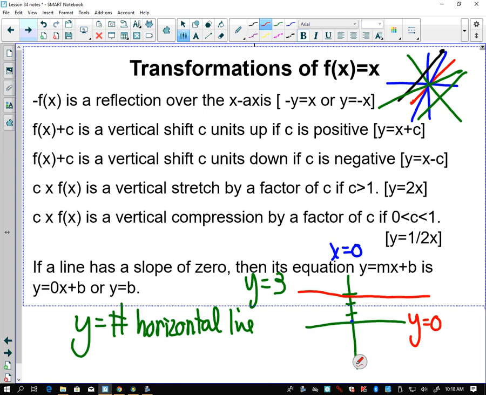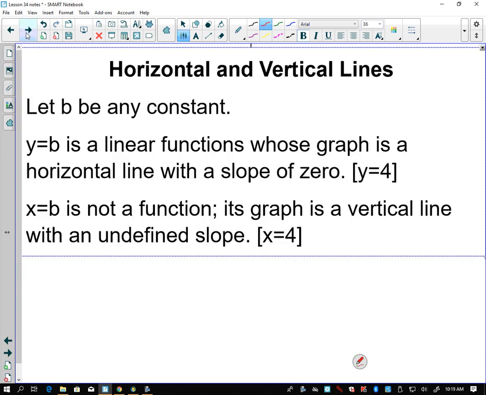I know it can be kind of confusing because your brain doesn't necessarily operate that way, with what your brain leads you to think. So, horizontal and vertical lines. If we let b be any constant, y equals b is a linear function whose graph is a horizontal line. And it will be a function because a horizontal line will always pass the vertical line test, right? Should never have a problem. So you get something like y equals 4, similar to what we saw with y equals 3.